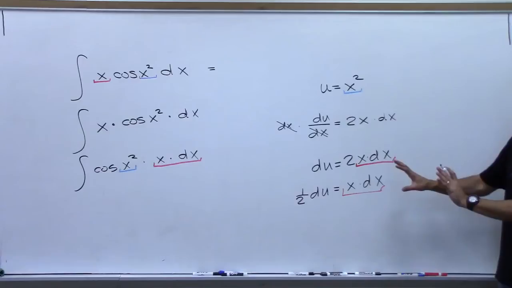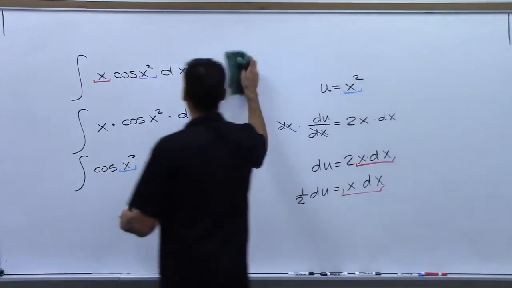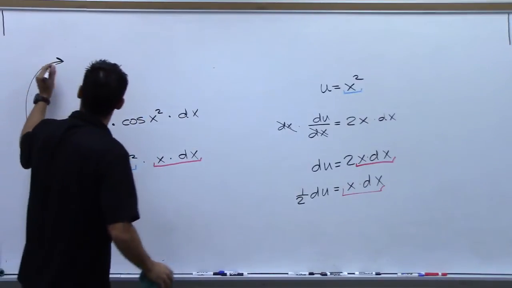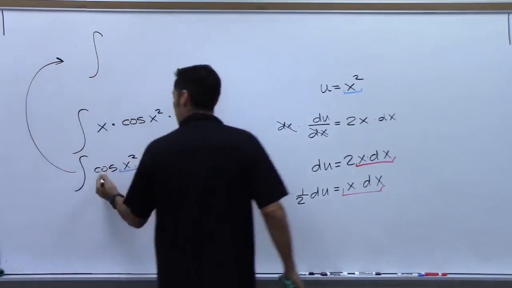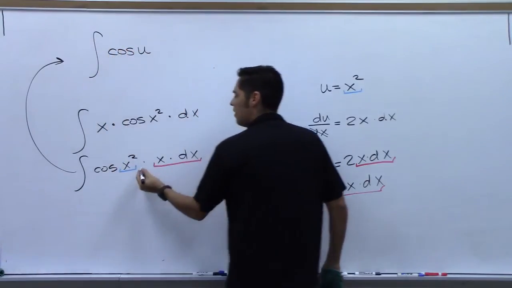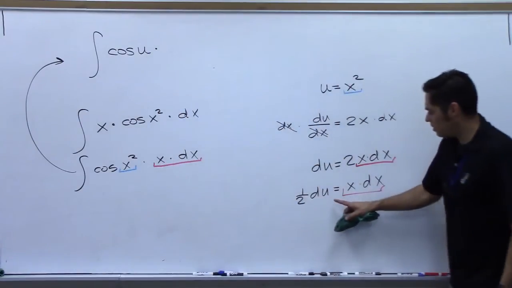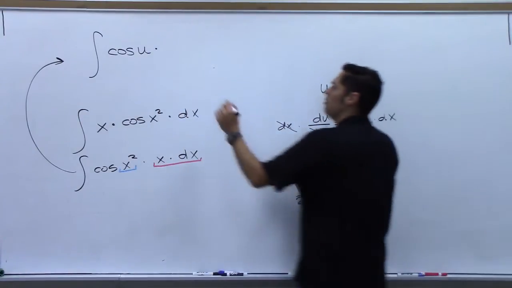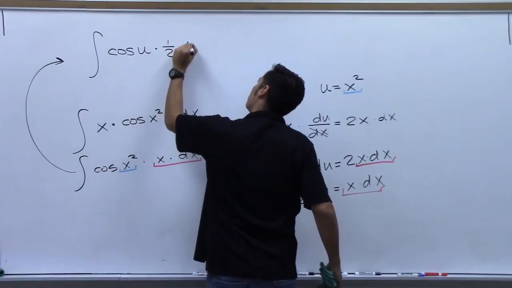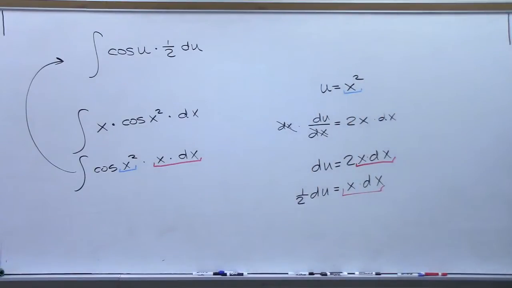So at this point, I'm going to rewrite the whole problem. I'm going to rewrite this as the integral of cosine of what? U. And then times x dx. X dx is 1/2 du. 1/2 du. With me? Notice the entire problem is in terms of u.